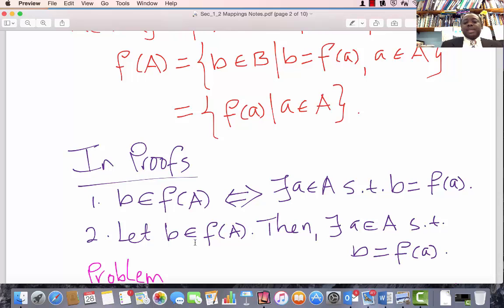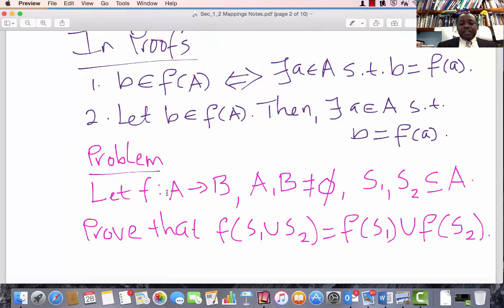Let B be an element of f of A. Then there exists an a in A such that B equals f of a. Very easy, very straightforward. Now, I'm going to use that concept to prove at least one thing before we move forward. It's very important that you actually understand this concept and how to use it in proofs.